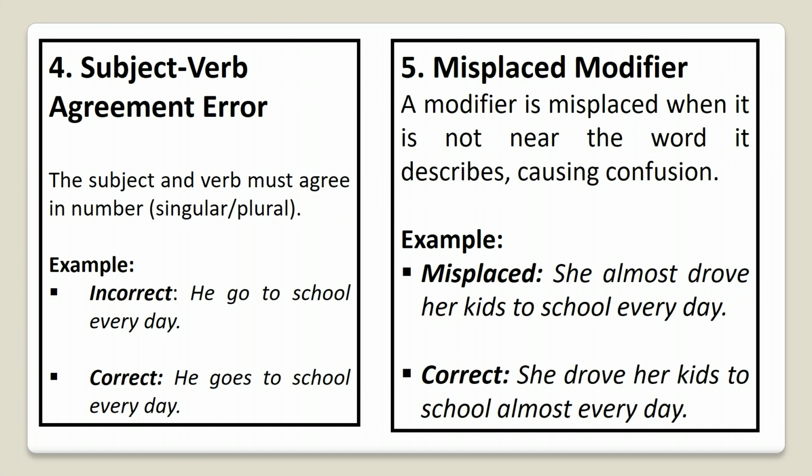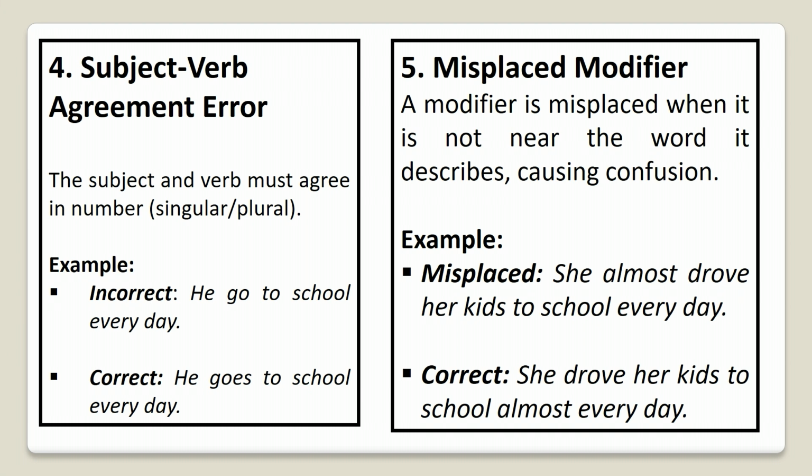So here we should know the subject and verb must agree with each other. Misplaced modifier. A modifier is misplaced when it is not near the word it describes or is causing confusion. For example, she almost drove her kids to school every day. What will be the correct sentence? She drove her kids to school almost every day.